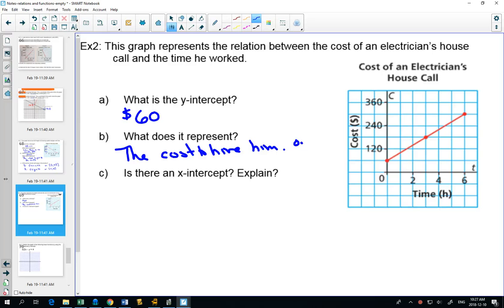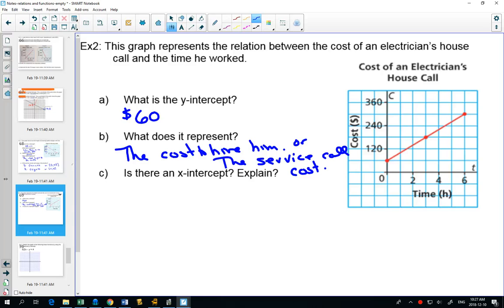Or they say, we're coming out to your house and we're going to charge you $60 just for driving there. And a lot of companies do that sort of thing. They have a service call cost. You want us to come check out why your room is dark? It's going to cost you $60 just for us to get there. And then it's going to cost you more.